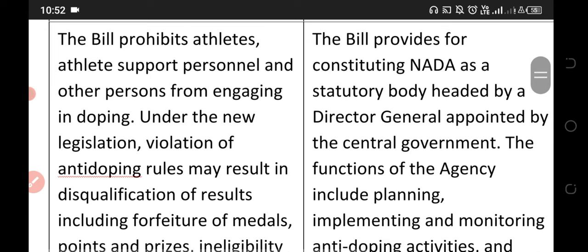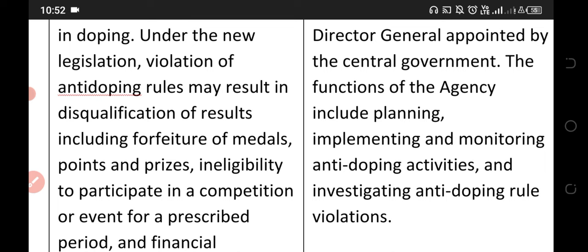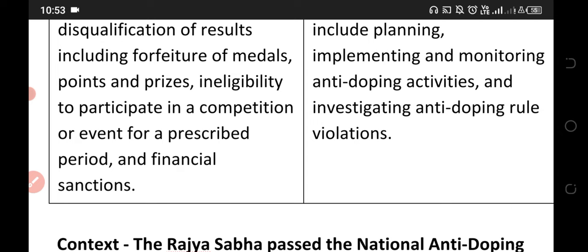The bill prohibits athlete support personnel and other persons from engaging in doping. Under the new legislation, violation of the anti-doping rules may result in disqualification of results, including forfeiture of medals, points and prizes, ineligibility to participate in a competition or event for a prescribed period, and financial sanction.